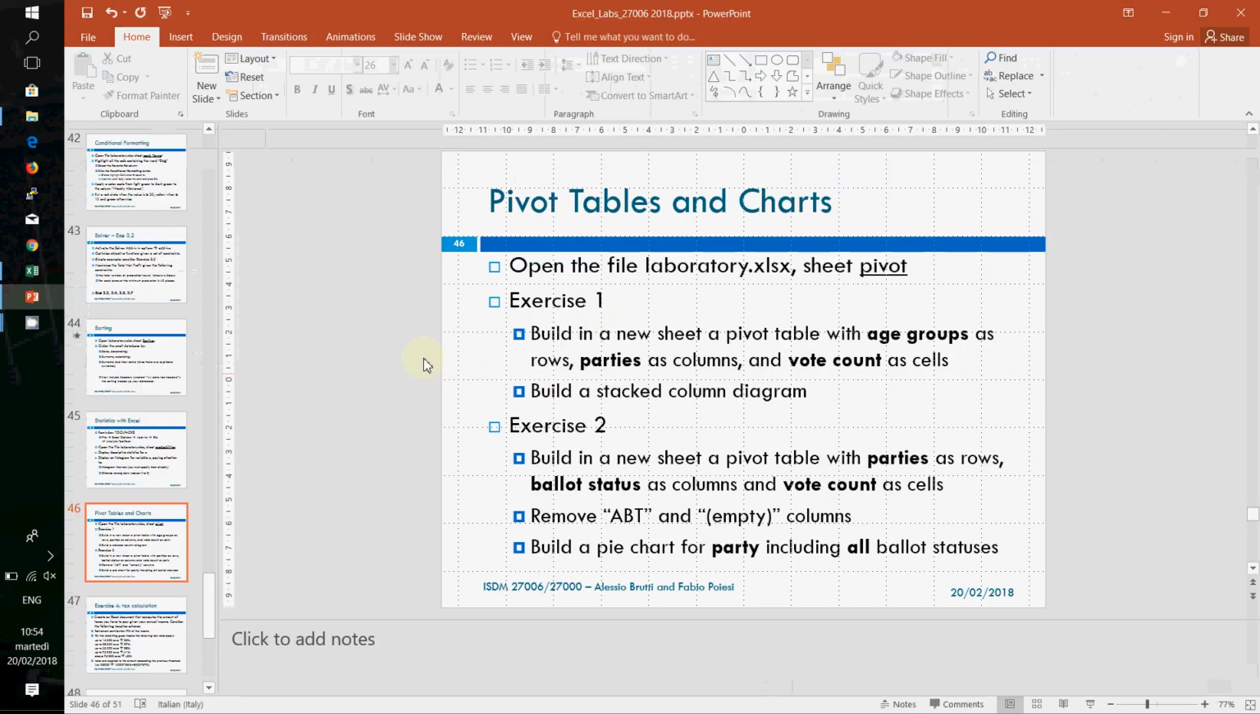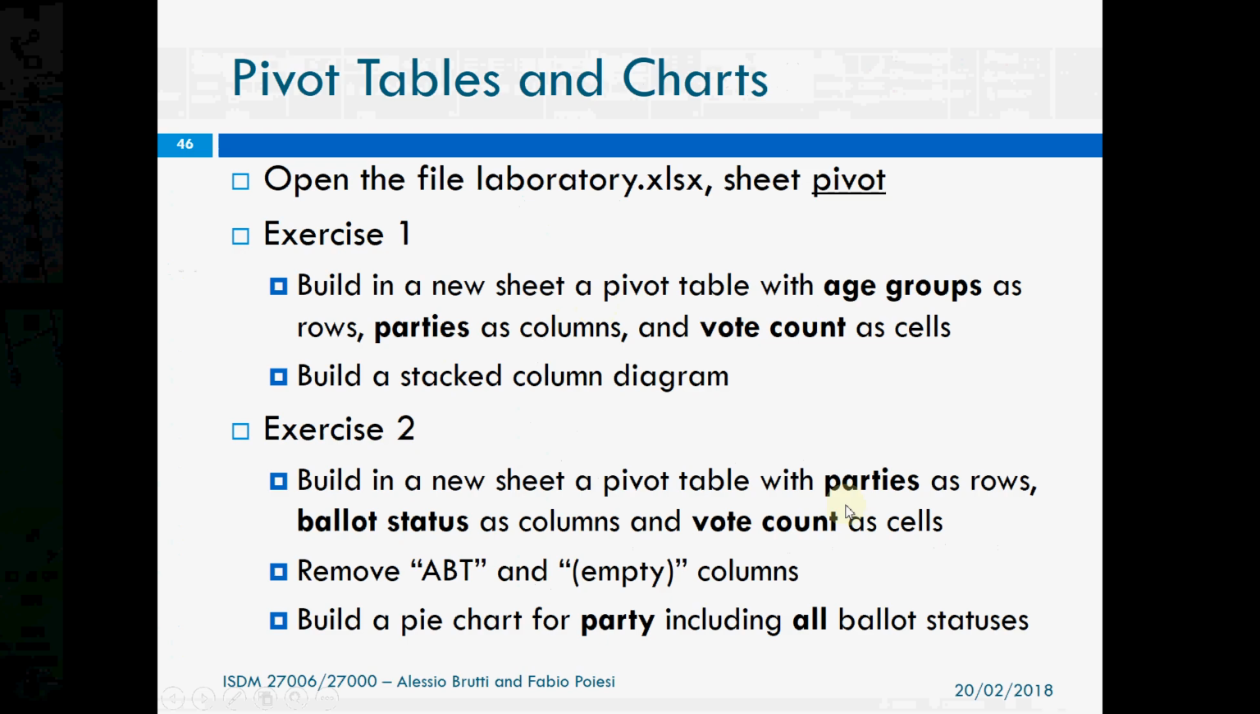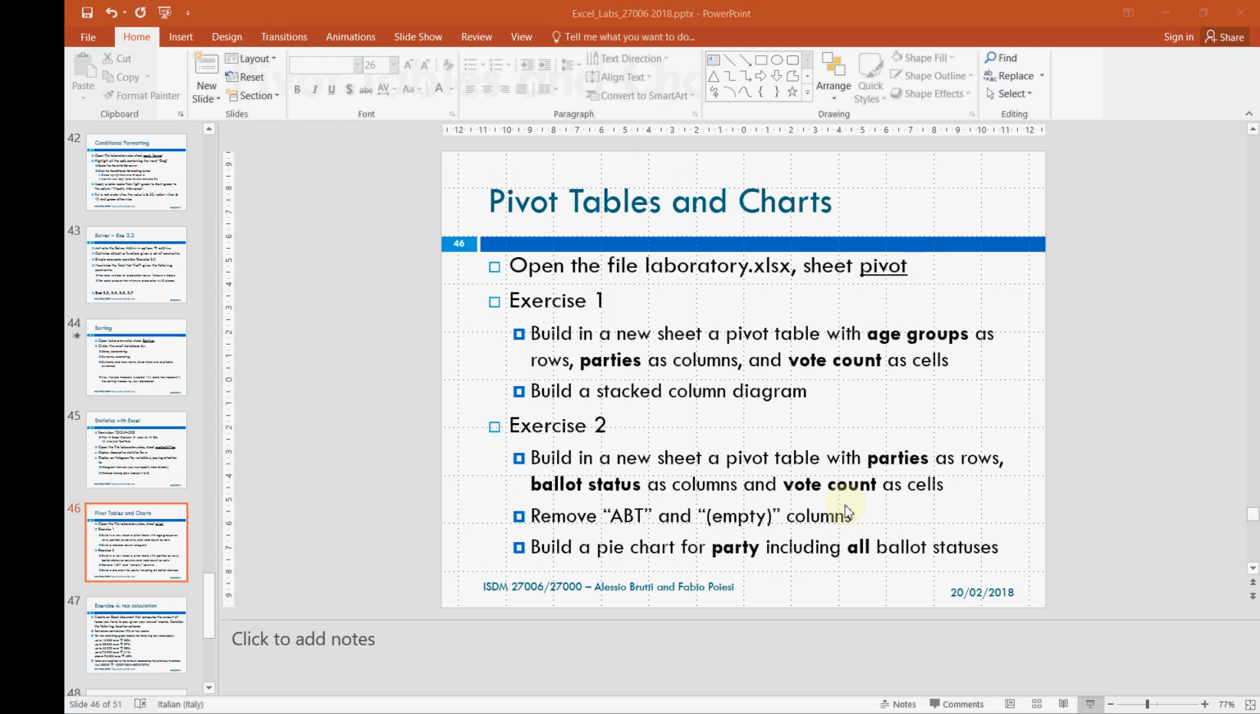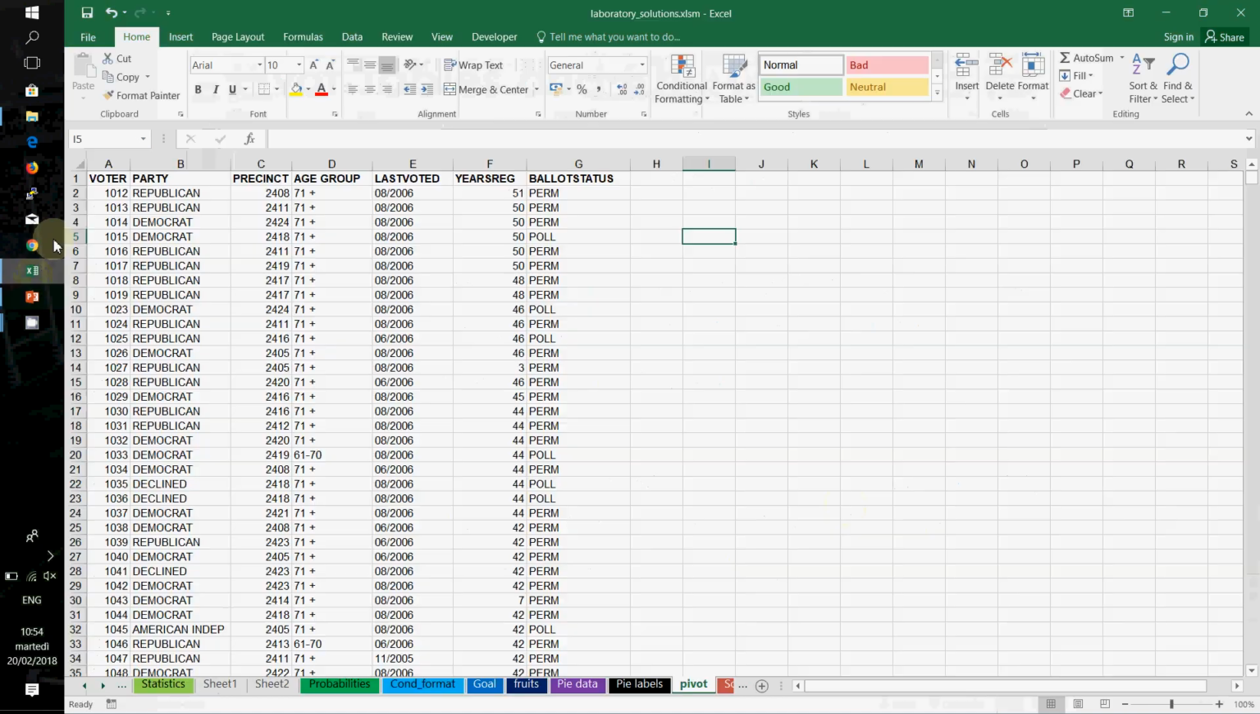So for instance, let's consider exercise number 1. We have to create in a new sheet a pivot table with age groups as rows, parties as columns, and vote counts as the cell values. And then we want to build a stacked column diagram. So basically in this table, we want to analyze for each age group how votes are distributed among parties, or the other way around, for each party, how votes are distributed among age groups. So let's see.